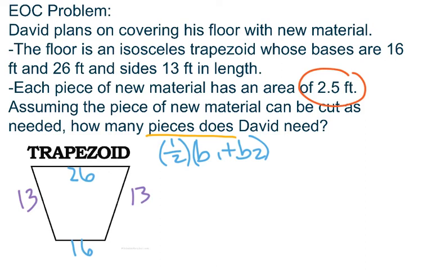So let me use green for height. So the height is going to be from here to here, or from here to here. So here's what you could do. The upper base is 26, the bottom base is 16. If I subtract 26 minus 16, I get 10. So that means 5 feet has to be over here, and 5 feet has to be over here, because 16 plus 5 plus 5 is 26.